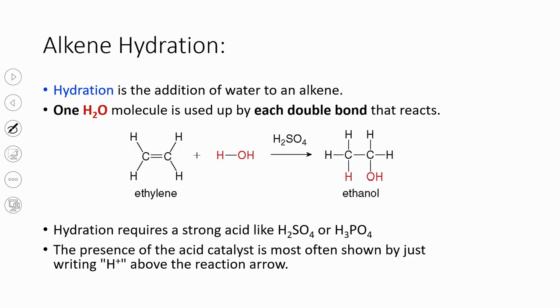Okay, the last topic is hydration. So this is where we're adding water across the double bond. So again, for every 1 double bond, we need 1 water. We use sulfuric acid, we use an acid catalyst. So if we add a little bit of sulfuric acid that acts as a catalyst, this helps it speed up.